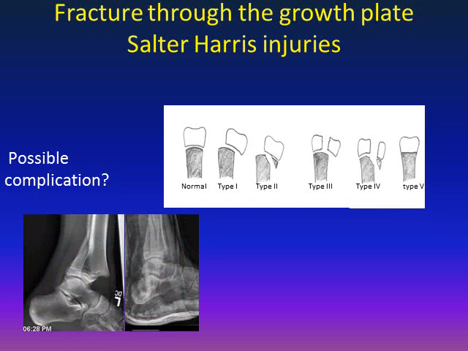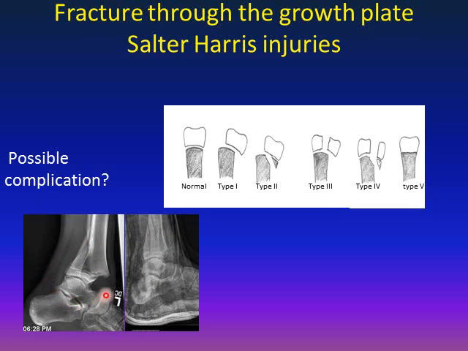So let's see this x-ray. This is an x-ray of an ankle of a 12-year-old boy with a twisting injury. If you see here, the fracture goes in the metaphysis and then continues into the growth plate or the physis. This results in the shaft on one side and the epiphysis with part of the metaphysis on the other side. This is after closed reduction.